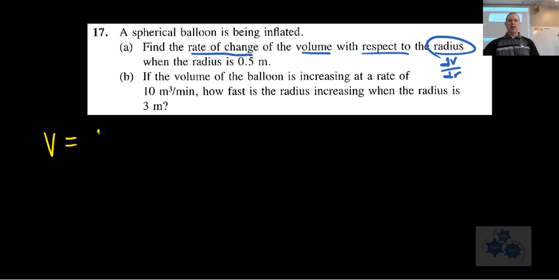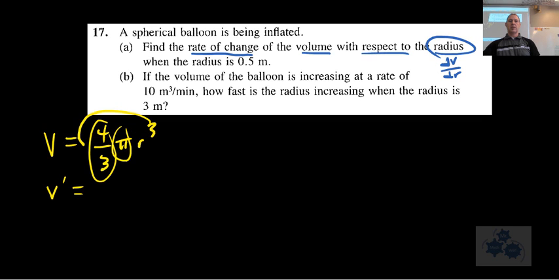volume of a balloon, what's that? 4/3 pi r cubed, correct? For the volume of a balloon, a sphere. And so if we're finding the derivative with respect to r, then this is V prime, or dV over dr. And this is a constant, so 3 comes down in front of those. So it's 3 times 4 over 3 is 4 pi r squared.